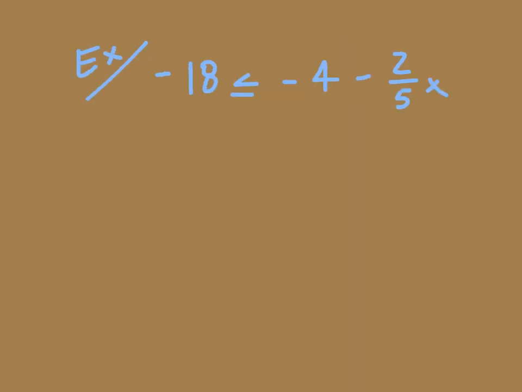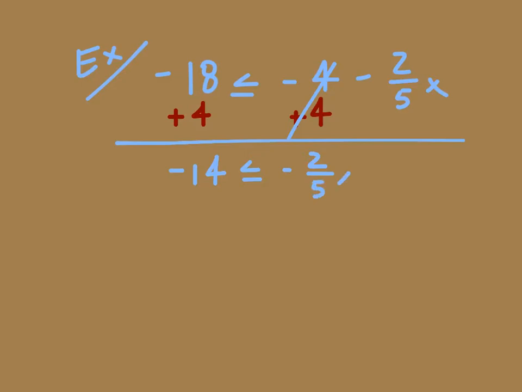On this last example, I've got negative 18 is less than or equal to negative 4 minus 2/5 x. Now what I want to do here is isolate this term with my variable. So I'm going to do the opposite of subtracting 4, which is add 4 to both sides. From there, that cancels out. I've got negative 18 plus 4, which gives me negative 14 is less than or equal to negative 2/5 x.